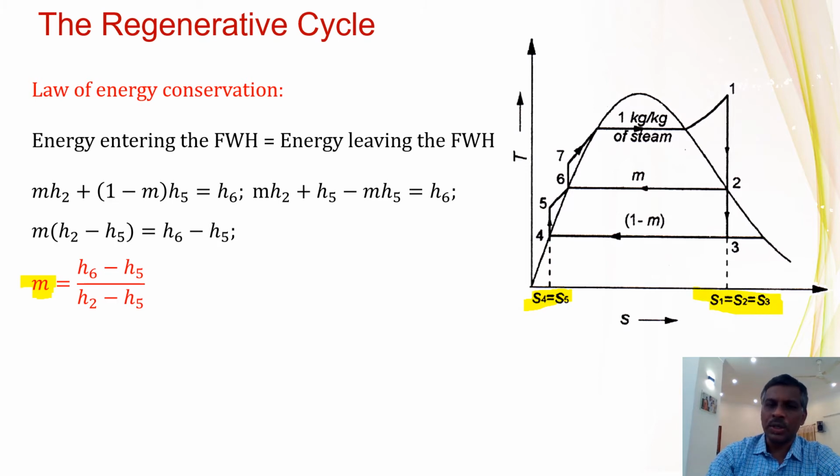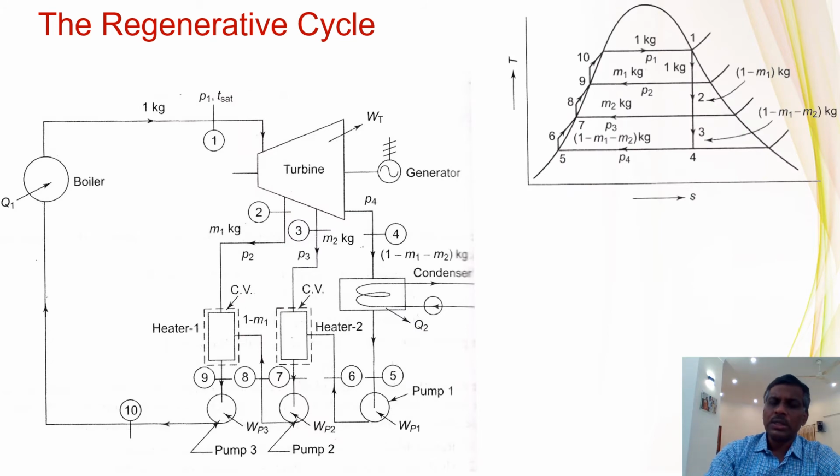The TS diagram also, keep it in mind. Normally they will ask for 1 feed water heater. We can have 2 feed water heaters also. That is the scenario here. In a regenerative cycle, you can have 2 feed water heaters, heater 1 and heater 2. You can see that m1 kg is bled here. So 1 minus m1 will come from 2 to 3. Again they take m2 out. So what will be here from 3 to 4 is 1 minus m1 minus m2. So that is how it is represented here in this TS diagram.